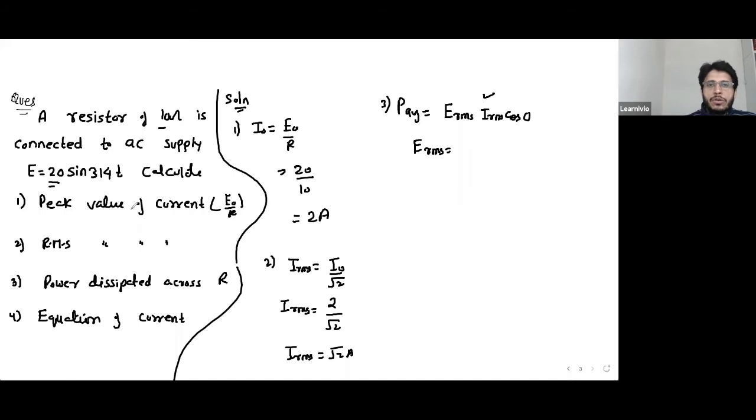Yes, good. E naught by root 2. So ERMS is E naught by root 2. Your E naught is 2, root 2 is root 2. It comes out to be root 2 volt.